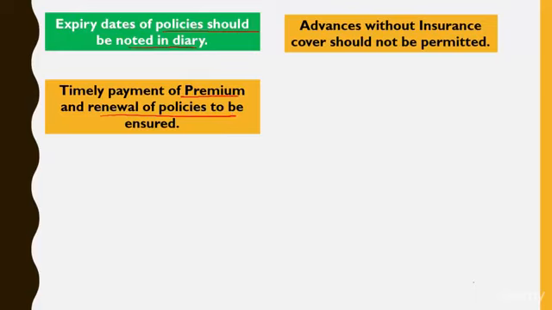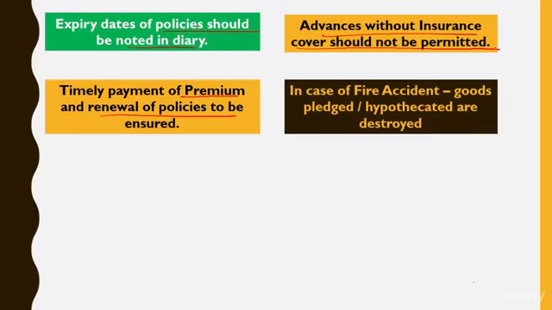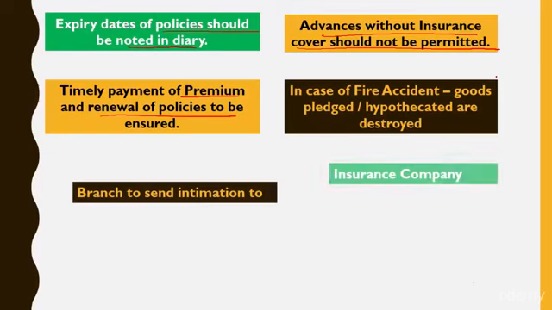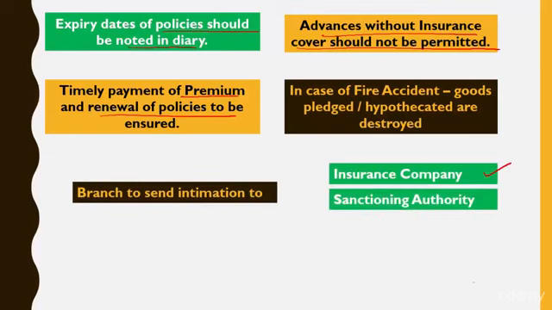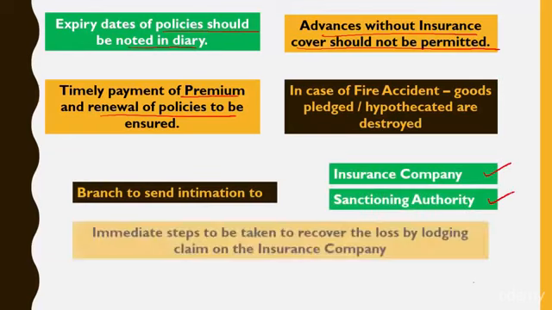And advances without insurance cover should never be permitted. And in case of a fire accident, where the goods pledged or hypothecated are destroyed, the branch should immediately send intimation to the insurance company and to the sanctioning authority, and they should take immediate steps to recover the loss by lodging the claim on the insurance company.